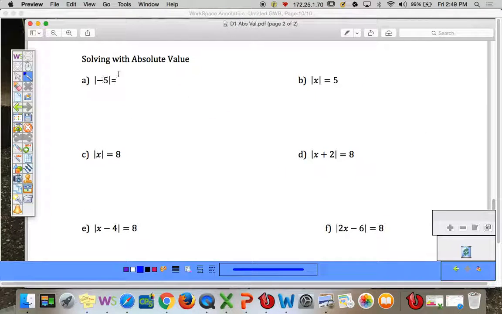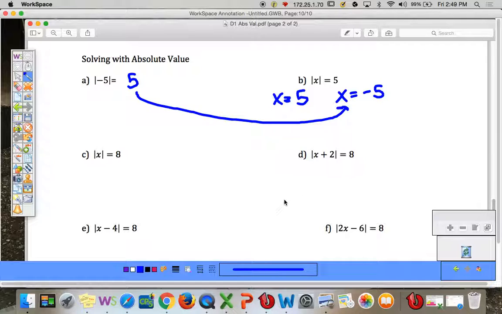So again, solving with absolute value, if it's negative, you make it positive. So the absolute value of -5 is 5. Now you're going to see some equations that look like this. The absolute value of what number is 5? What number is 5 away from 0? Well, we know 5 is 5 away from 0, but there's another answer. -5 is also 5 away from 0. So we know that the absolute value of -5 is 5.